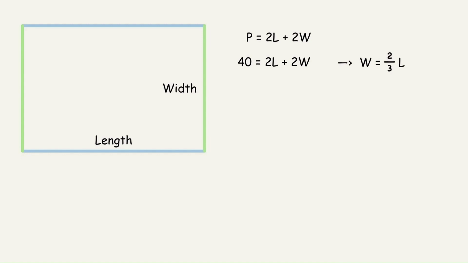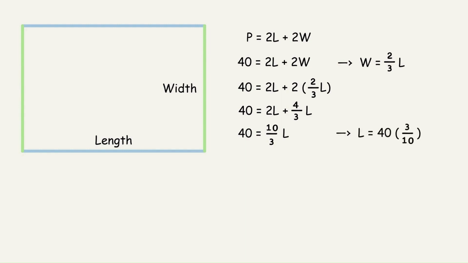After defining the width, we can substitute it into our perimeter equation. So 40 equals 2L plus 2 times 2/3 times L. 2 times 2/3 times L equals 4 over 3 times L. Then we add up 2L and 4 over 3 times L, and we are going to have 10 over 3 times L. Then we divide both sides by 10 over 3, that is, multiply by its reciprocal. So we are going to have L equals 40 times 3 over 10. 40 times 3 over 10 is 12. So we got our length value, that is 12 meters.